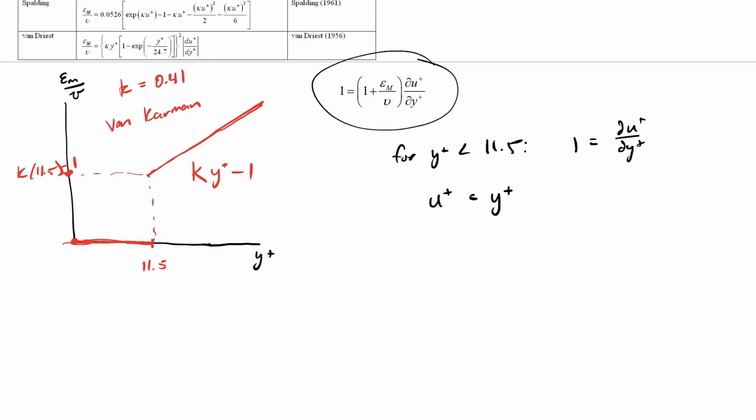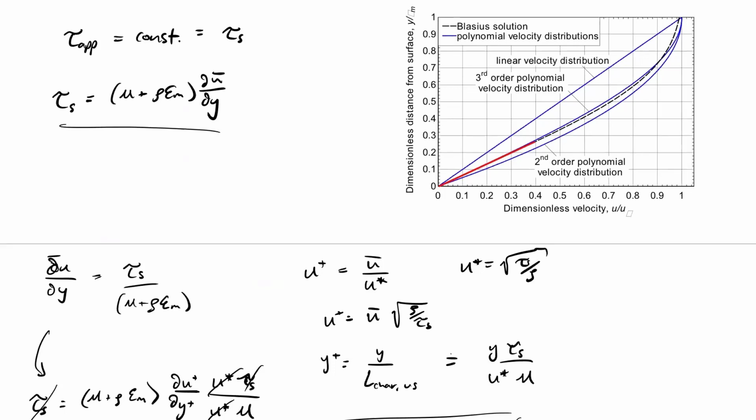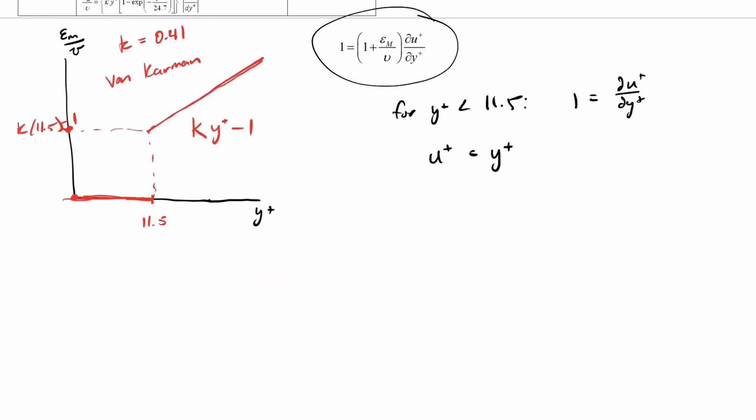As you move positive y 1 unit, you get 1 additional unit of u, in terms of the inner coordinates. So that's just a linear increase. And if we look back at our plot up here, that makes sense. In this region, we are saying that there's a 1-to-1 relationship between velocity and inner position. That's the first part. Let's do the second part for y plus greater than or equal to 11.5.